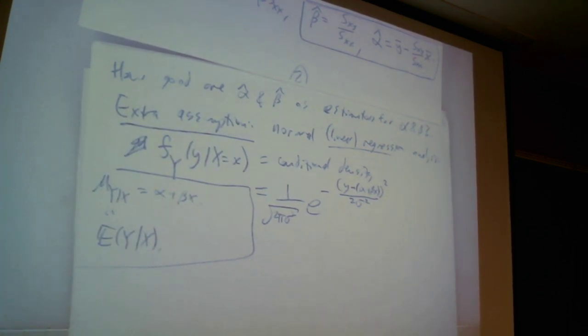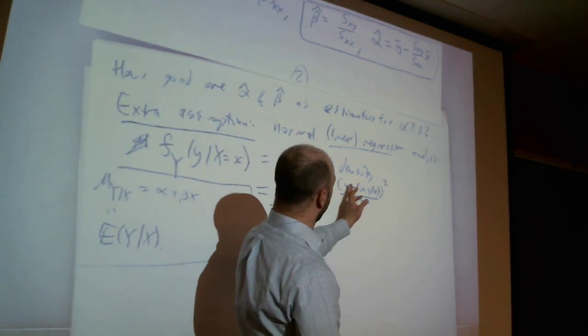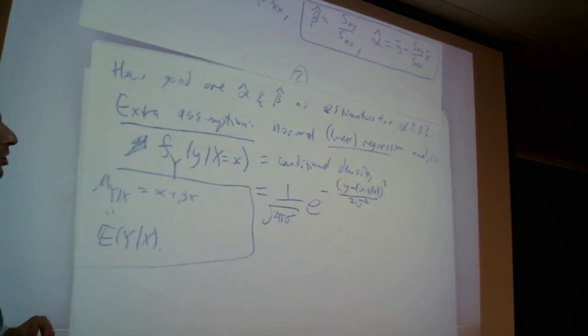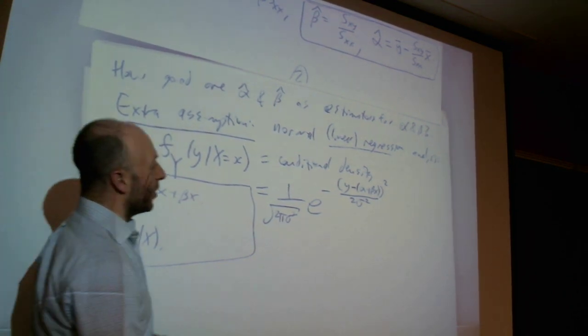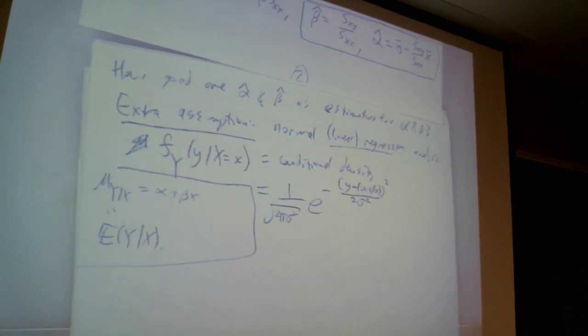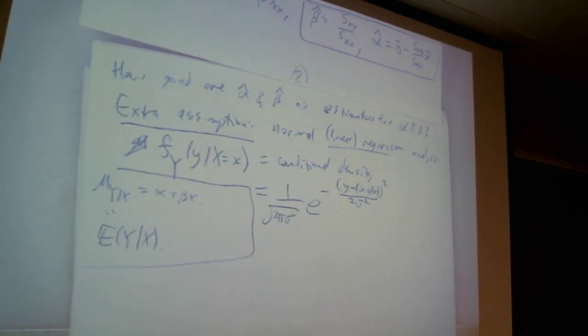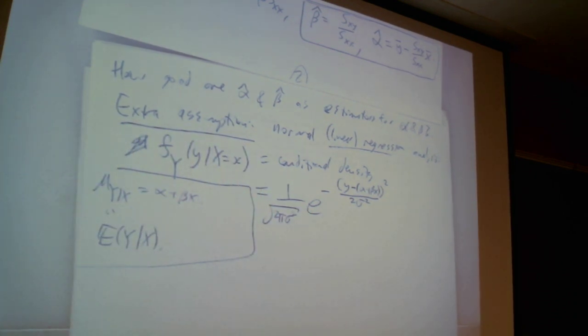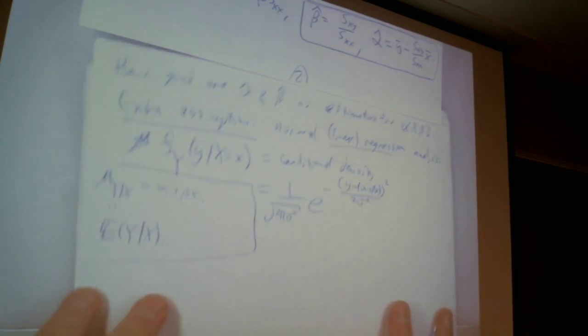Okay? Now, if that's our assumption on the shape of this conditional density function, we have another way to compute alpha, beta, and sigma, or at least estimators for them. Once we know what the density function looks like, we can use the maximal likelihood method. This is going to be a great review of everything we've been doing throughout the semester.